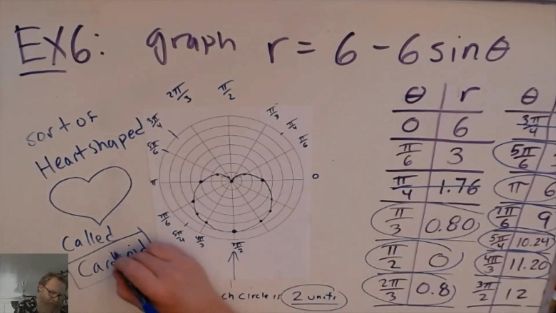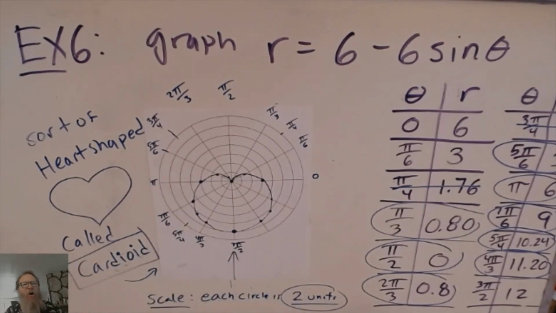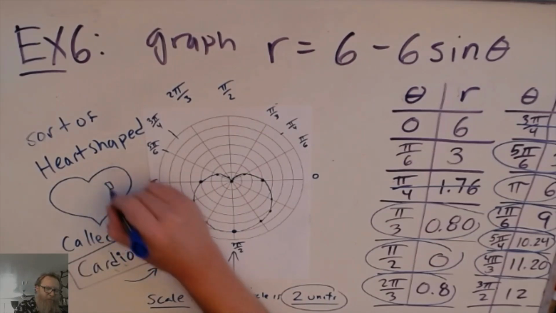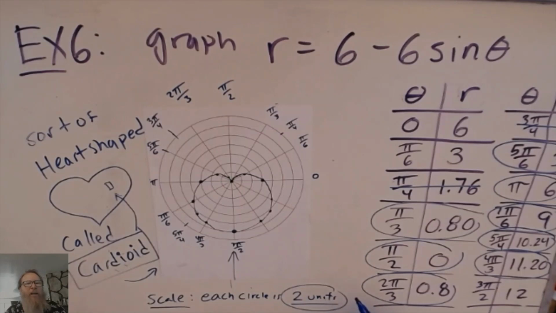You might recognize the name from your science classes, cardioid, heart. A heart doctor is also called a cardiologist. So this graph is called a cardioid.